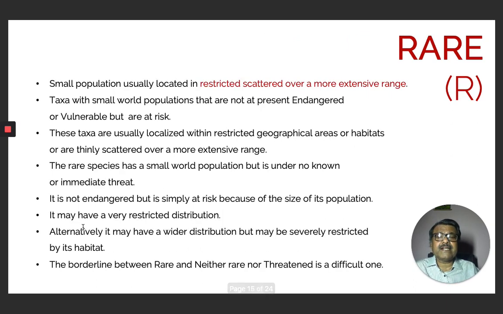Next category is rare. In the rare category the population is very small and restricted to a very specific area. The range is not extensive; it is scattered, distributed largely, and it has a very small population. The taxa is not at present endangered nor vulnerable, but still they are at risk.